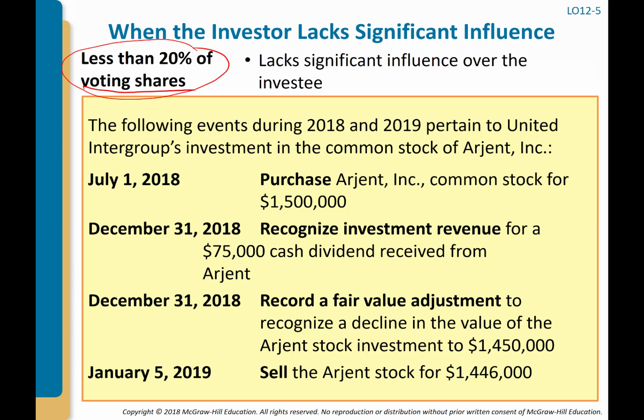All right, so what happens? We sit here and we have this company purchase this stock, $1,500,000. There is a dividend of $75,000, and there is a fair value adjustment that needs to be made. They value the investment to $1,450,000, and then they sell it a little later for $1,446. Okay, so let's just go through and see how we're going to account for all these.